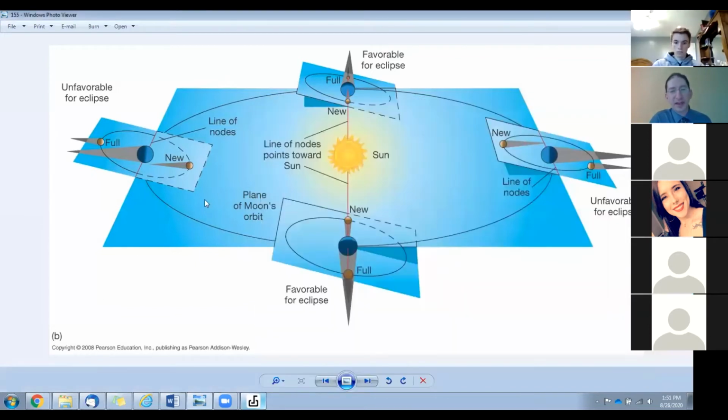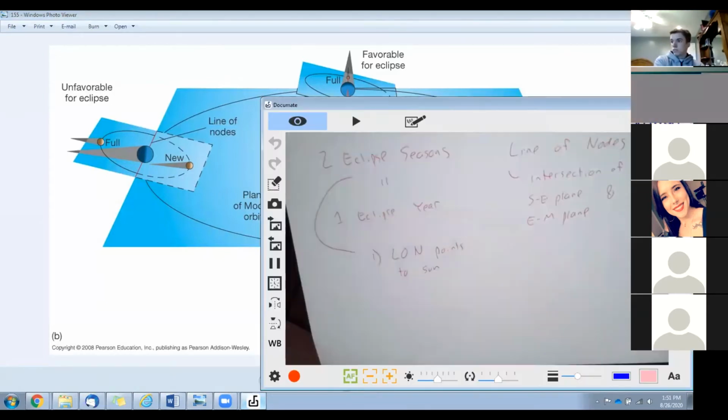Again, you can see that here. Here the line of nodes is not pointing towards the sun. Over here it is. That means you're in an eclipse season. Doesn't mean you have an eclipse. To have an eclipse, you need one more thing.